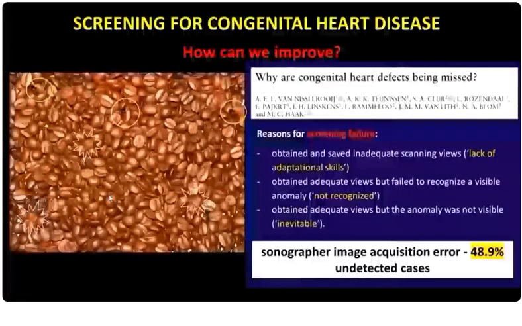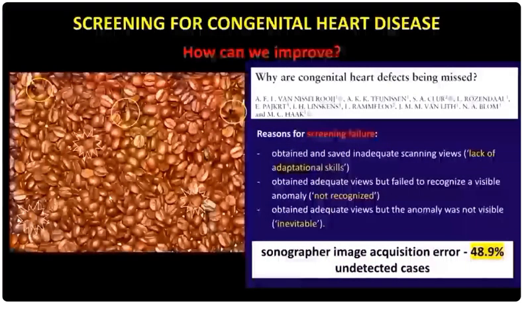I would like to highlight this great paper from the Netherlands that looks into the reasons for this failure of cardiac screening. As you can see, there are three main reasons. One is the lack of adaptation skills, in other words, the images were obtained and saved not as required by the screening guidelines. The other problem, this is our case, is that the images were obtained and adequately show what needs to be shown, but there was a failure to recognize the anatomy that was very well visualized. In other words, it's a reading error.